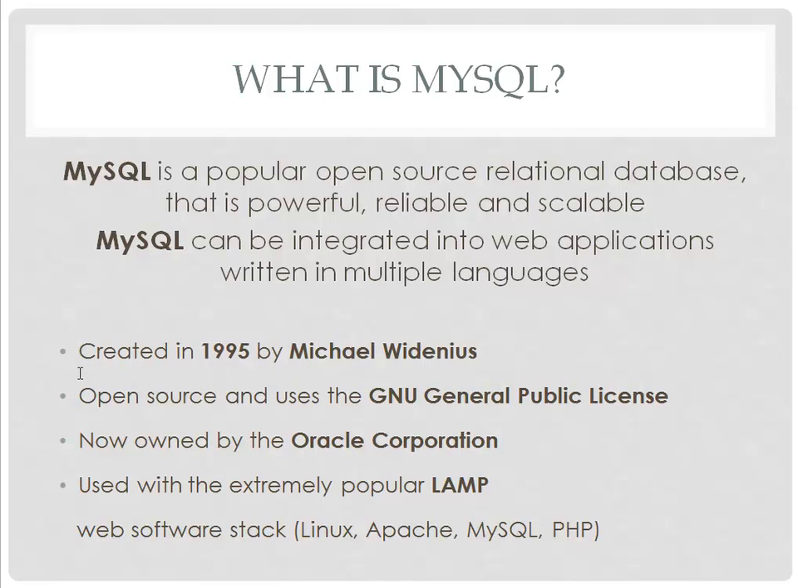Some facts. It was created in 1995 by Michael Widenius. It's open source, and the commercial version is free. We'll talk about some of the other editions that are available, but the commercial version runs on a general public license. It is owned by the Oracle Corporation, which is a huge tech company. It's used with the extremely popular LAMP stack, which is basically a software package that's used for web applications, which includes Linux, Apache, MySQL, and PHP. And there's just a ton of sites that you probably go to every day that run on this LAMP stack.